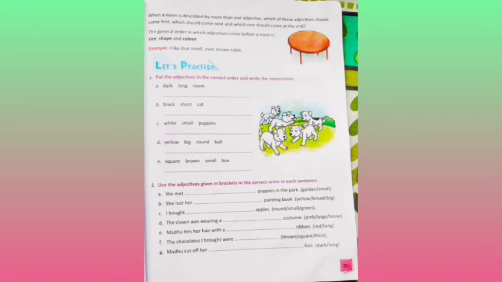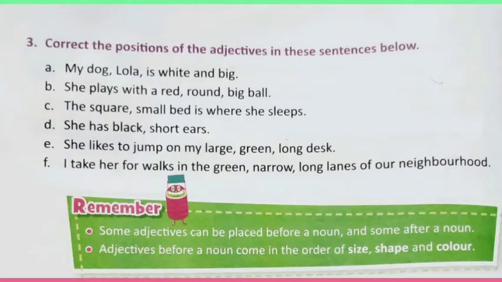Number 8, dark, long, room, black, short, cat. And you need to put the adjectives in the correct order, and the correct order you have already understood. Size, shape, color. The next one, number 2, also the same thing. Use the adjectives given in the brackets in the correct order in each sentence. We met dash puppies in the park. Golden, small. She lost her dash painting book. Yellow, broad, big.